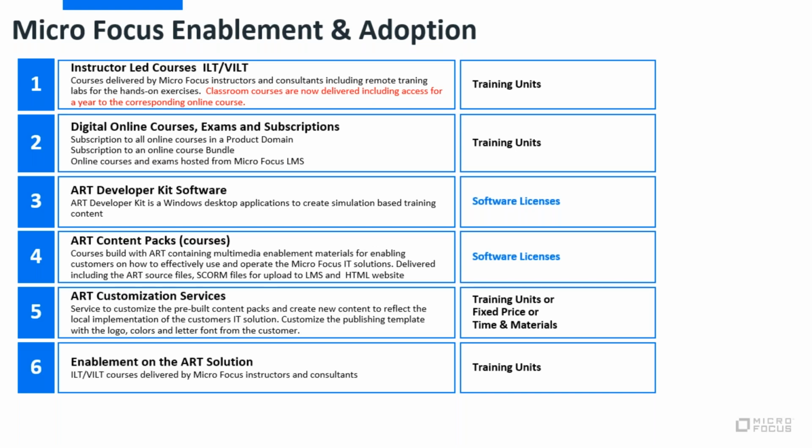These are the different flavors that we have just seen. What is good to remember is that when you buy an instructor-led course, the corresponding online course is also delivered to you as a student, with access for a whole year. You need to remember that training courses and exams are all paid in training units, and the ART developer kit and the ART content packs are sold as software licenses.